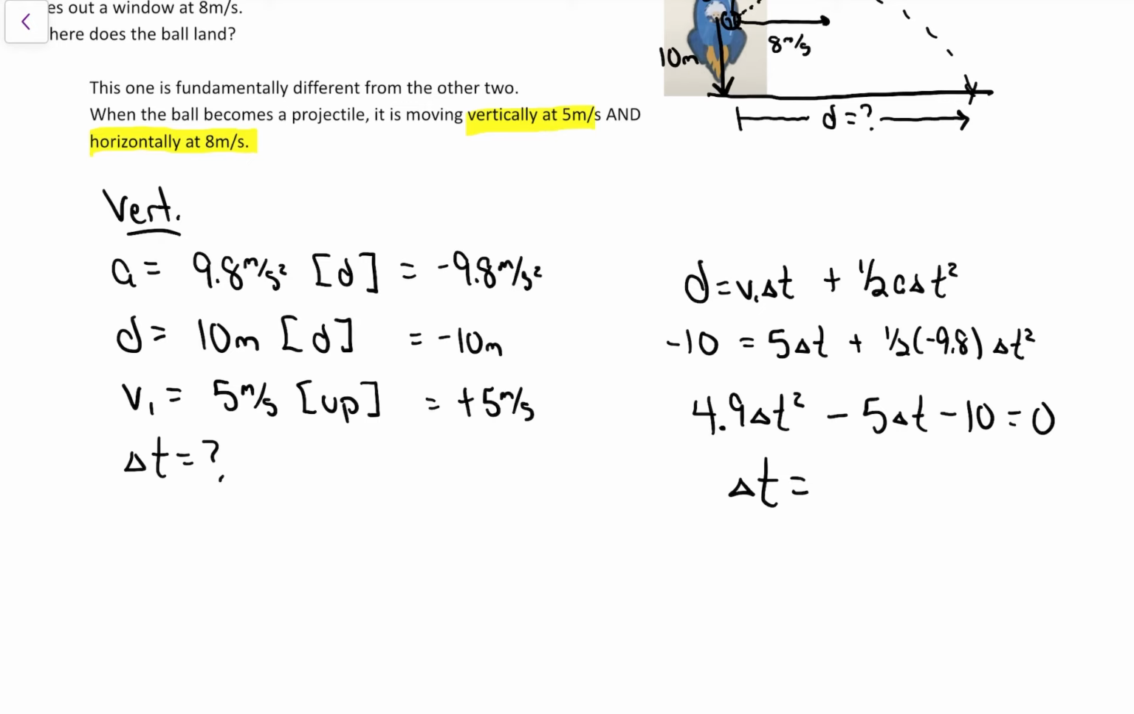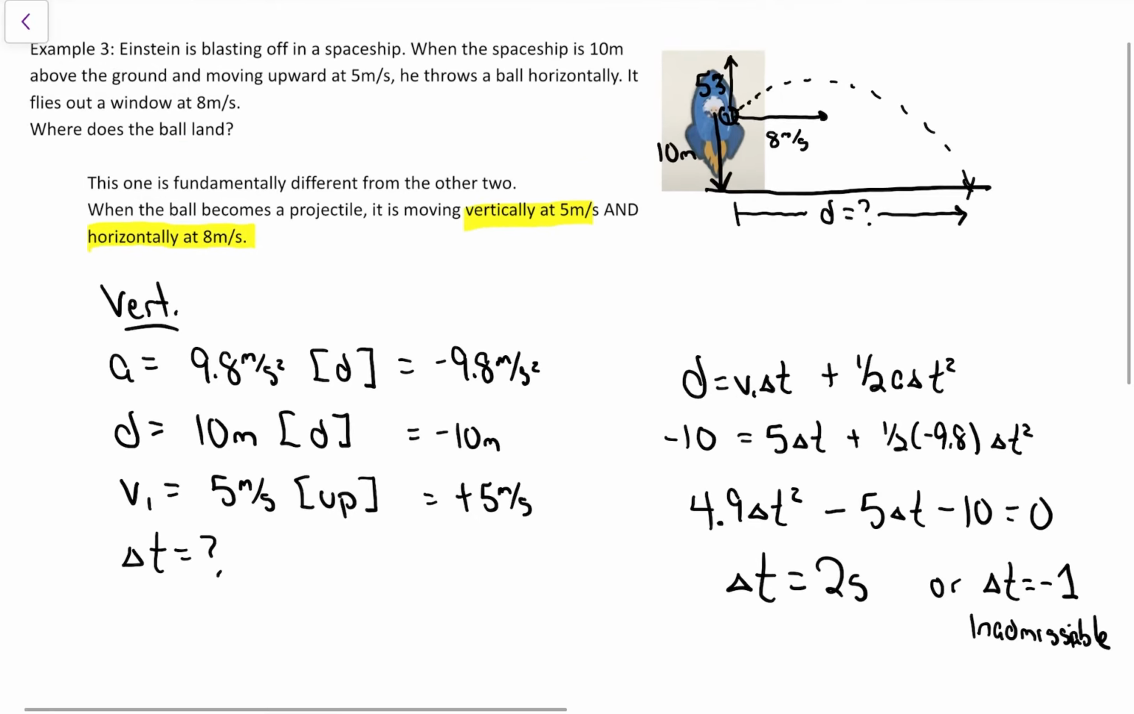When I crunched it out, one of them rounded off to almost exactly 2 seconds, and the other one was almost exactly -1. The negative doesn't make sense. We're going to call it inadmissible. I don't know if I spelled that right. Inadmissible. It just doesn't make sense for there to be a -1 as our time for it to hit the ground. The equation doesn't understand the context.